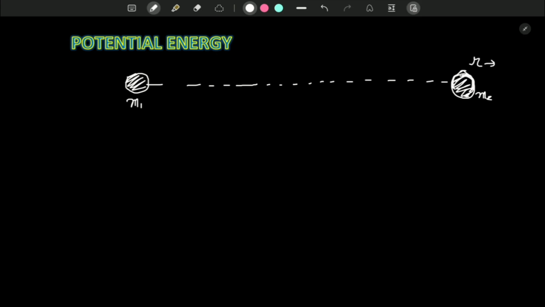Let us see what is potential energy. For this, let us draw a ball. This is a ball of mass m1, and we have another ball over here. This is a ball of mass m2. Now ball m2 is placed at a distance r tends to infinity. Now this mass m2 has to be placed in this position. So this is m2 over here. So the initial position is r tends to infinity, and this will be our final position.